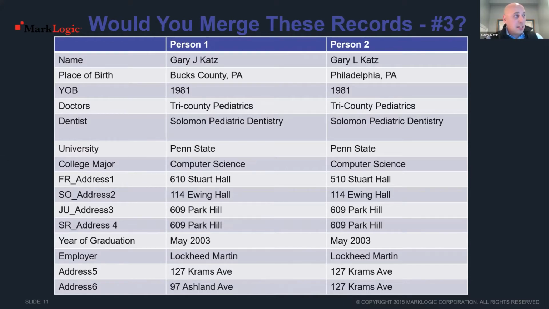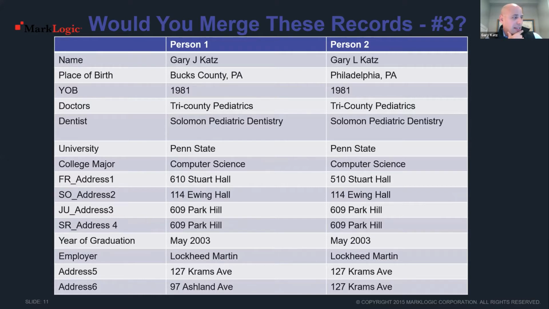Last quiz that I usually give is this one, and then we'll stop the guessing games here. Gary J. Katz and Gary L. Katz, both born in '81, from the Philadelphia area. Generally, they have the same providers, they have the same major, they seem to live together. Their freshman year address is one floor apart. There's a 610 and a 510, but otherwise everything seems pretty consistent.